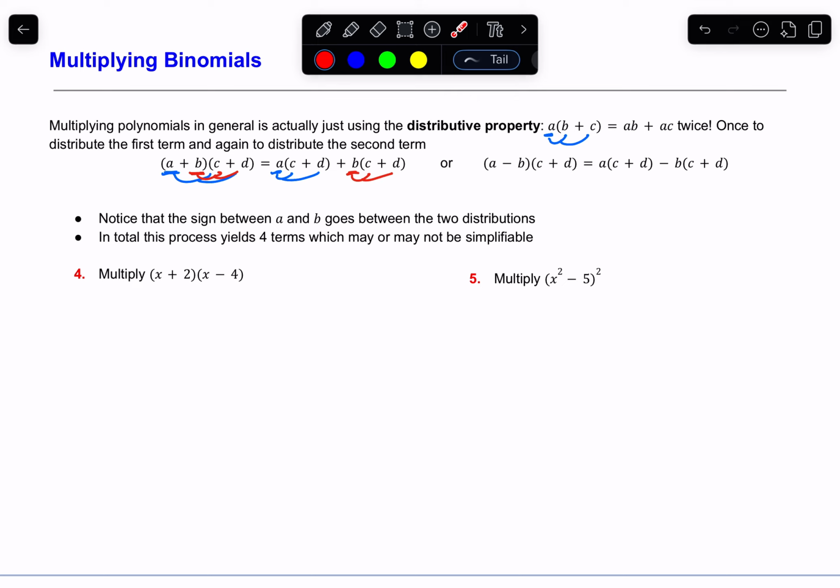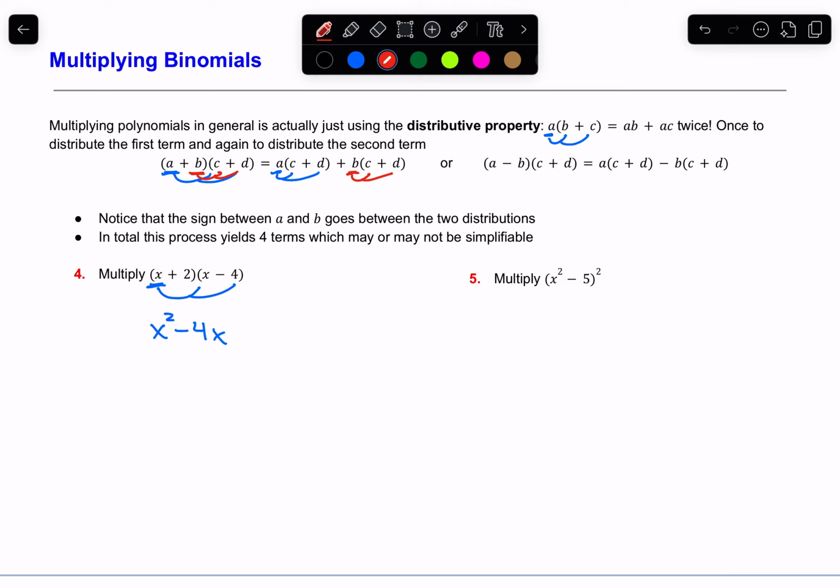All right, and when we do this, because we have two terms times two terms, we're going to get four terms in our product. And usually we can simplify this, but not always. Okay, so sometimes it'll simplify, sometimes it will not. Okay, when we multiply for number 4 here, x plus 2 times x minus 4, I'm going to multiply x times x and negative 4. That gives me x squared minus 4x.